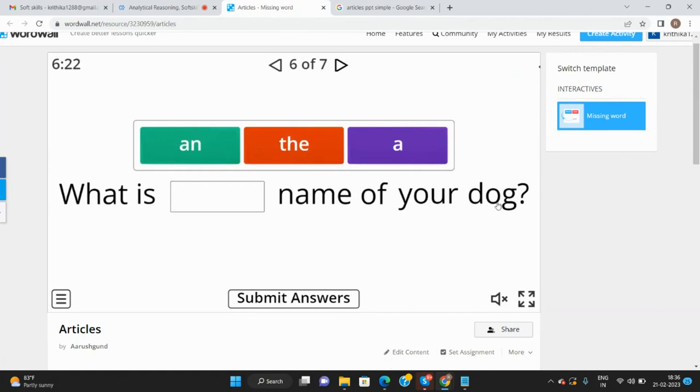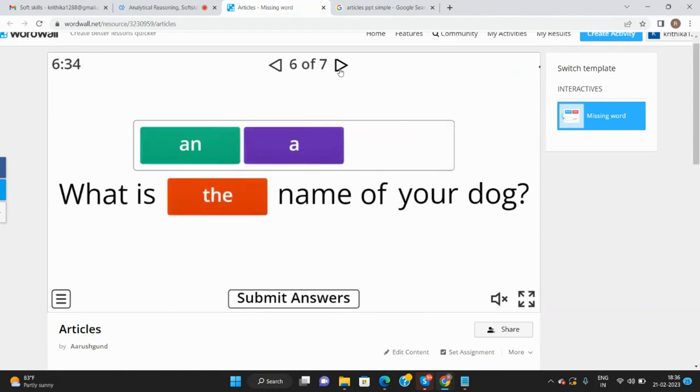Okay. Next. What is the name of your dog? It is asking about your dog specifically. What should come? What is the name? Super, the dog. Okay. Last one.